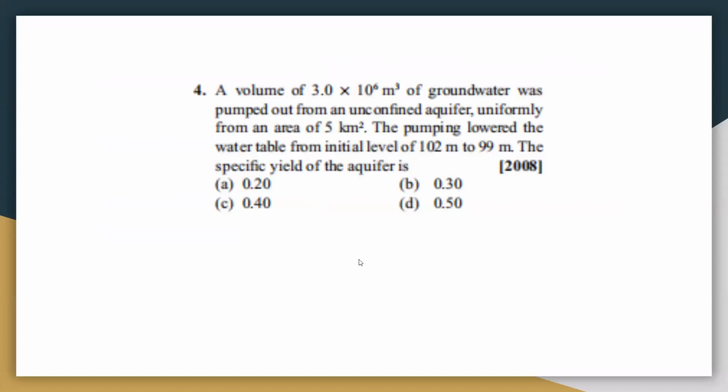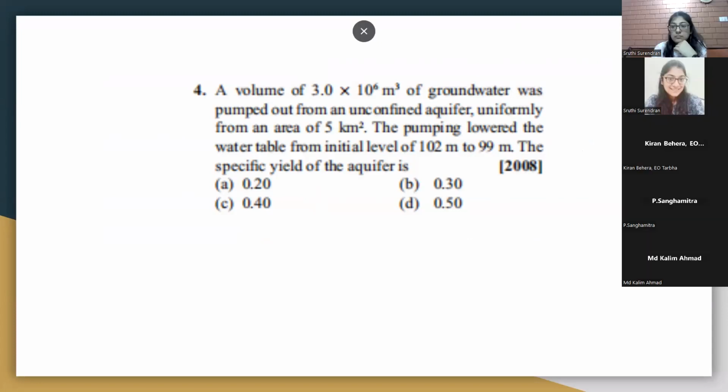Okay, this is one problem. You can try doing it. I'll give you 2 or 3 minutes for doing this. This is based on the aquifer and drawdown and well hydraulics.